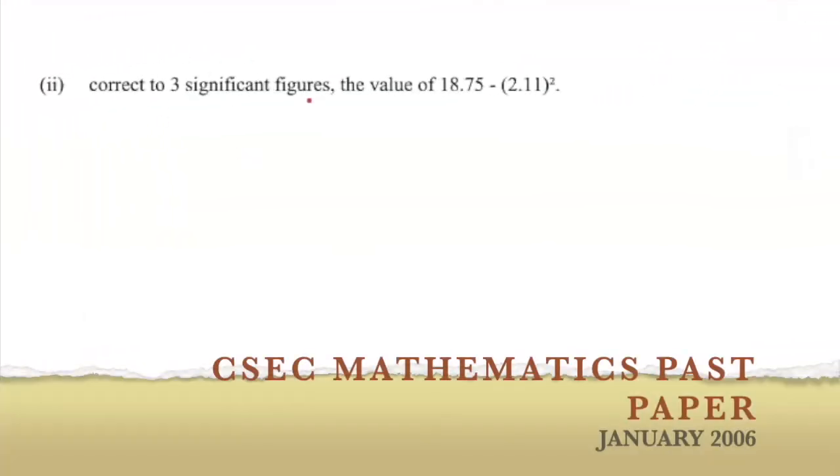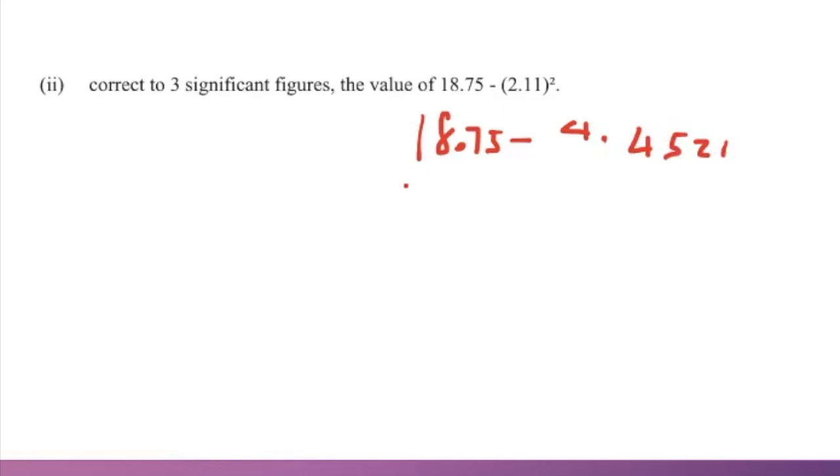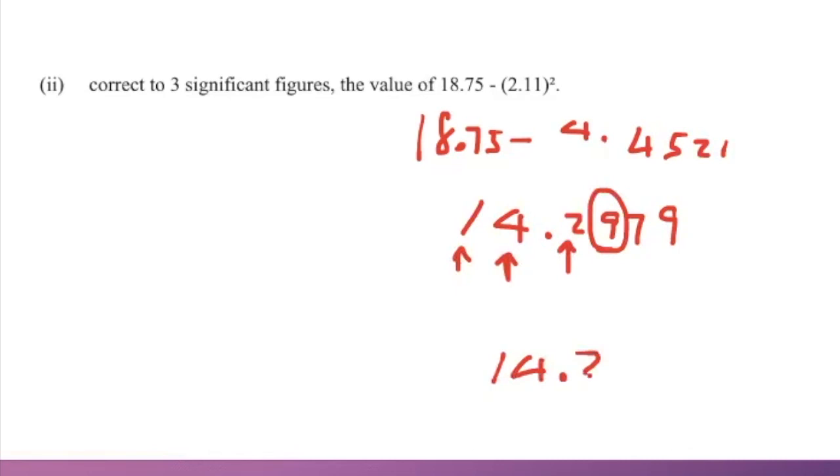The next question is a past paper question where I need to round this to 3 significant figures. And the first thing I'll do is square 2.11. So squaring this, I will have 4.4521, and subtracting this from 8.75, I will get 14.2979. Now the question says 3 significant figures. So 2 will be our third significant figure, but behind it is a 9, so I have to round up. So my answer is 14.3.